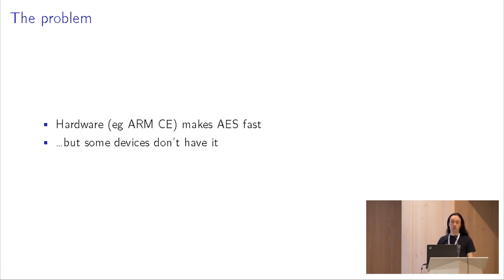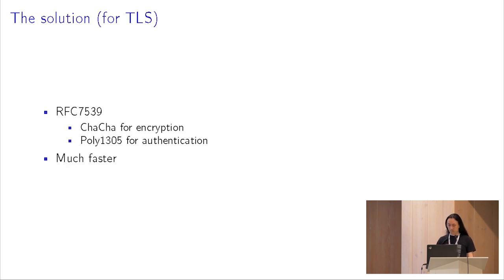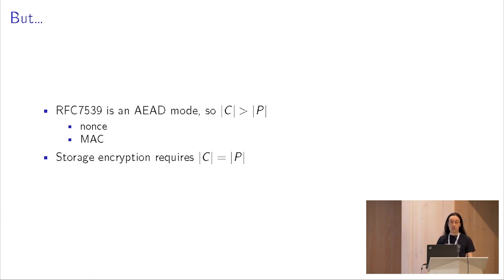And so this affects storage encryption, which is my area, but it affects all sorts of things like, for example, TLS connections. And in TLS, the solution to this was RFC 7539, which uses Dan Bernstein's primitives, ChaCha and Poly1305, to build a fairly straightforward AEAD mode that you can use for these kinds of applications. I'm afraid I don't have benchmarks, but they're similar to the benchmarks I'll show later for Adiantum. It is way faster than AES on these devices, and that gives users acceptable performance. And so for network connections, RFC 7539 solves this problem.